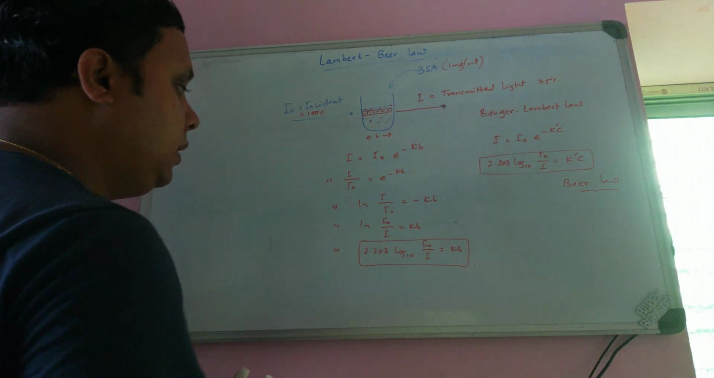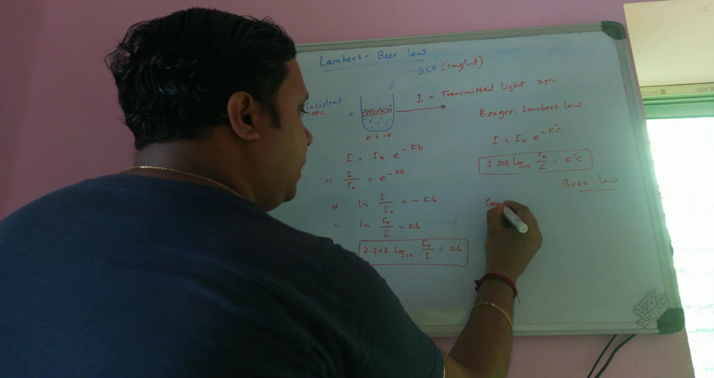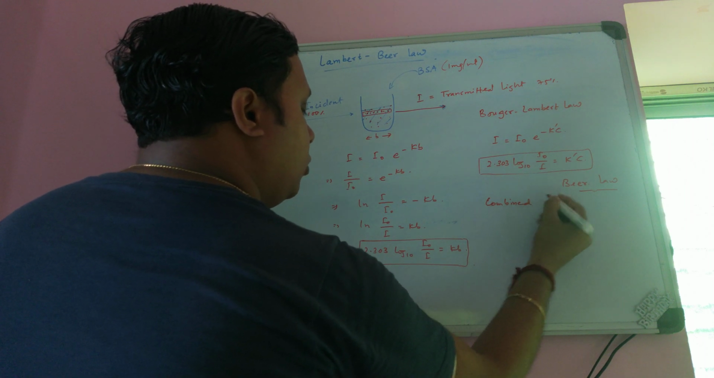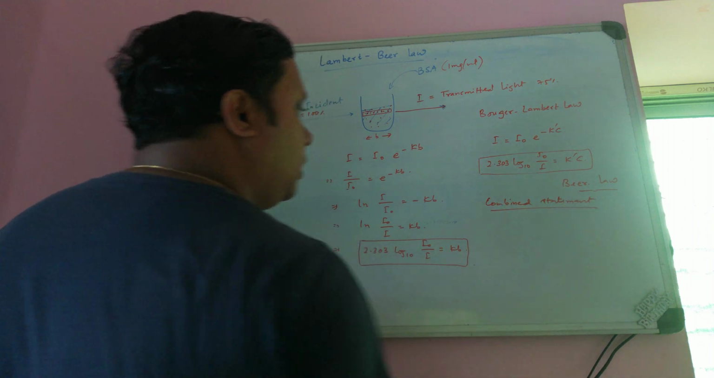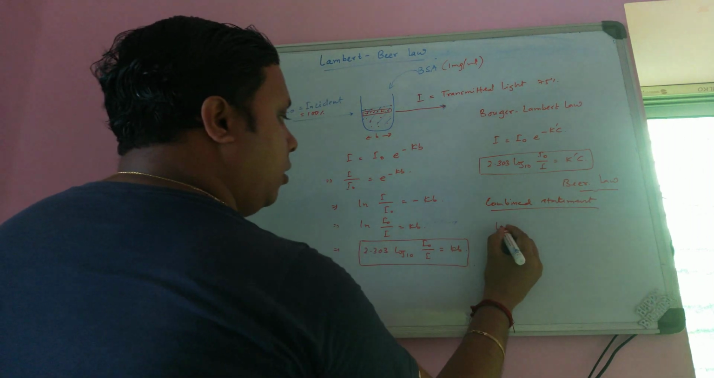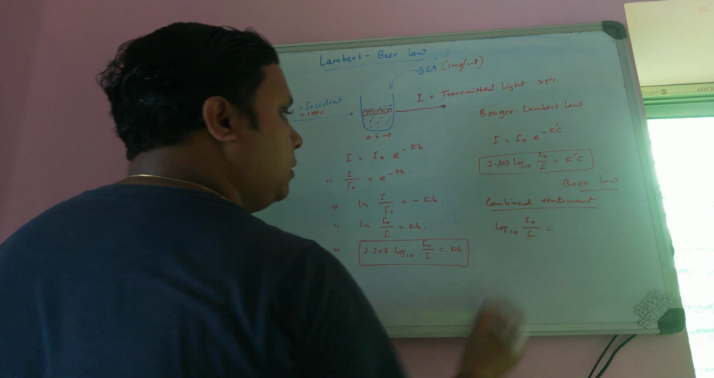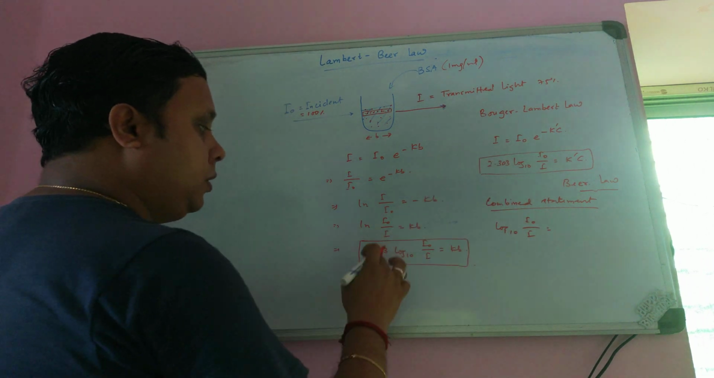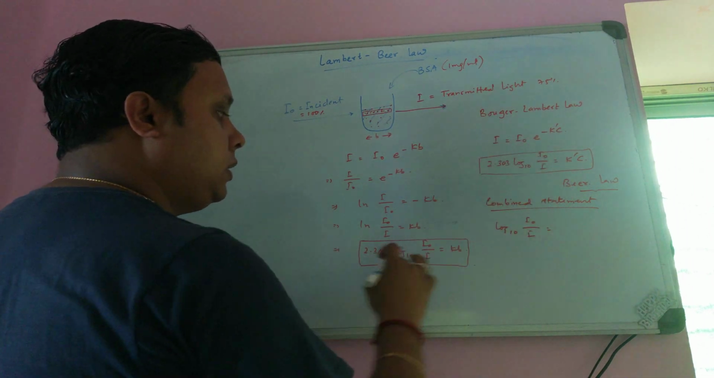So we can rewrite the combined law. That is a combined statement. From the combined statement, what can we write? We can write log of 10 base I0 by I. We are eliminating the 2.303 term. We are taking only log of 10 base I0 by I, because in both cases they are present.